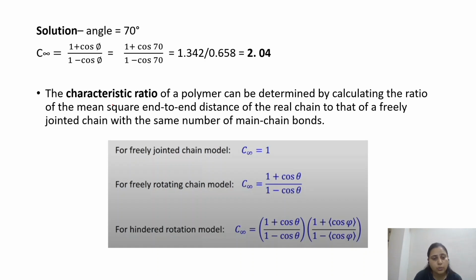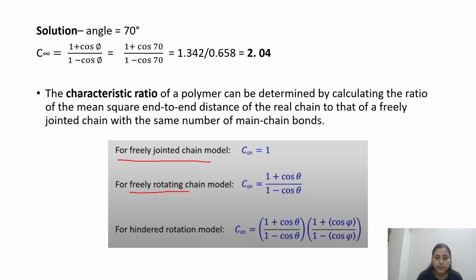And so these are different formulas which are already given, and these formulas are already discussed in the lecture videos. The characteristic ratio for different models is different. For the freely jointed chain model, the characteristic ratio is equal to 1, and for the freely rotating chain model, which is nearer to the real chain model, its characteristic ratio is 1 plus cos theta divided by 1 minus cos theta.